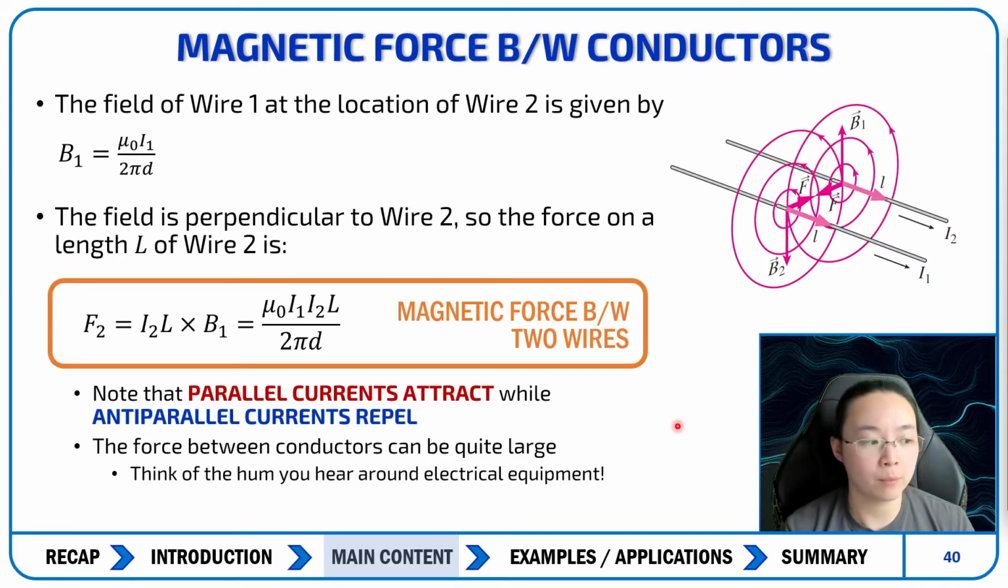Another thing I want to mention is that the force between conductors can be quite large. Think of the hum that you hear when you're close to electronic devices. So engineers who design strong electromagnets have to provide enough physical support to withstand the magnetic force and to contain the amount of power that's stored within.